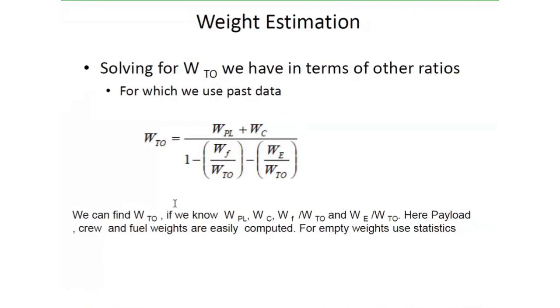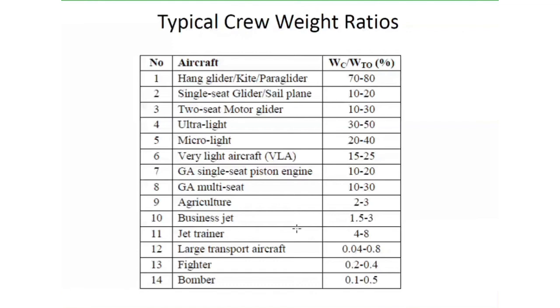Okay, now let's start looking at some existing correlations. So, typical crew weight ratios. If you take a hang glider or a kite paraglider, the crew weight ratio WC by WT is nowadays 70 to 80%. This is obvious because there is only a human being with a glider attached to him.